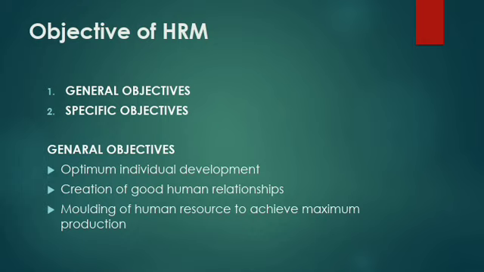And the third one is molding of human resources to achieve maximum production. We know there are four factors of production: land, labor, capital and organization. Among all these factors of production, labor is the most important one because it makes the other factors work, and so molding of labor is essential to utilize the other factors of production efficiently.